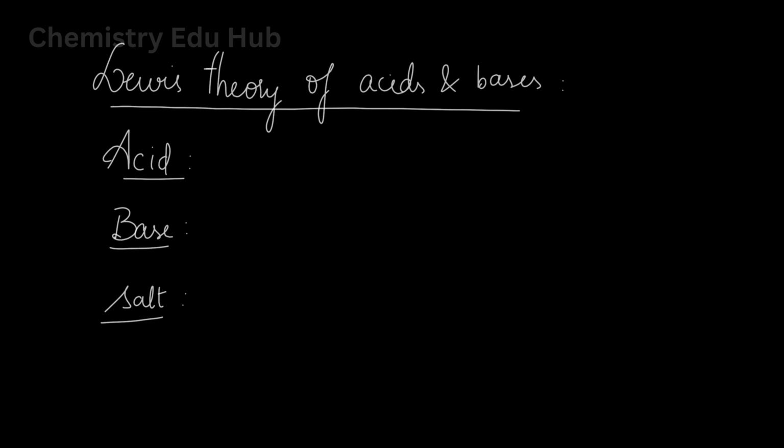Today we are going to talk about the third theory of acids and bases, that is Lewis theory. This was proposed by Lewis to overcome the drawbacks of the earlier concepts. According to him, an acid is a substance or a chemical species that can accept a pair of electrons and forms a coordinate covalent bond.